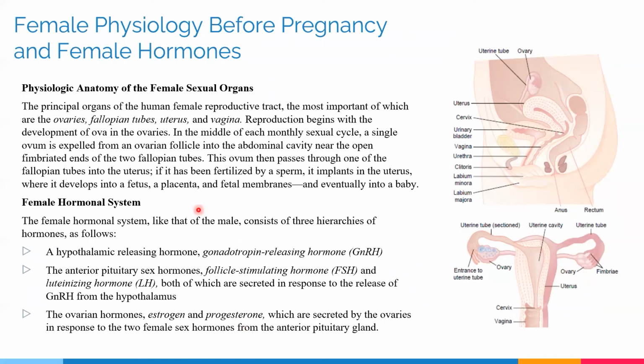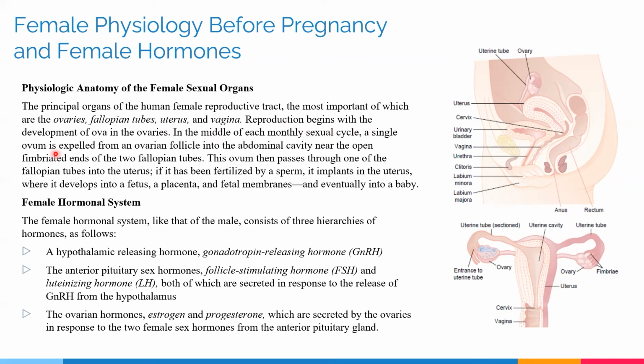Next, let us move on to the female hormones and female physiology before pregnancy. To start off this part, first let us look at the physiologic anatomy of the female sexual organs. The principal organs of the human female reproductive tract, the most important of which are the ovaries, fallopian tubes, uterus, and the vagina.